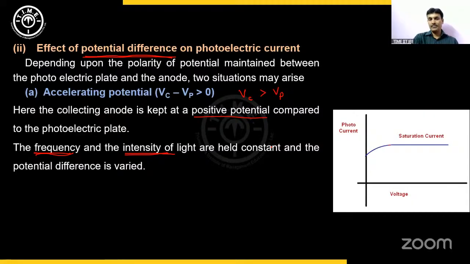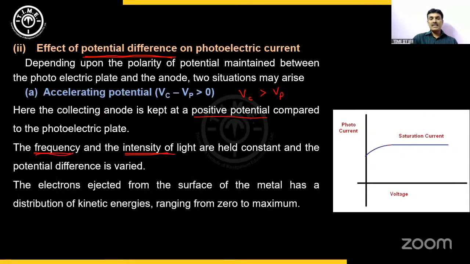Follow it carefully. When potential difference is varied, electrons ejected from the surface of the metal have a distribution of kinetic energies ranging from 0 to a maximum kinetic energy. Now the electrons with maximum kinetic energy will reach the anode and constitute this current. Though there is no potential difference between the metal plate and the anode, and the anode is not collecting the electrons forcibly, the electrons with high kinetic energy are moving towards the anode, constituting this current.